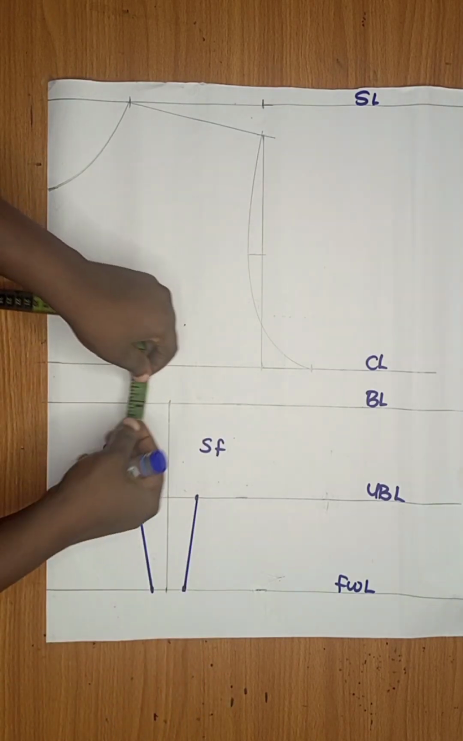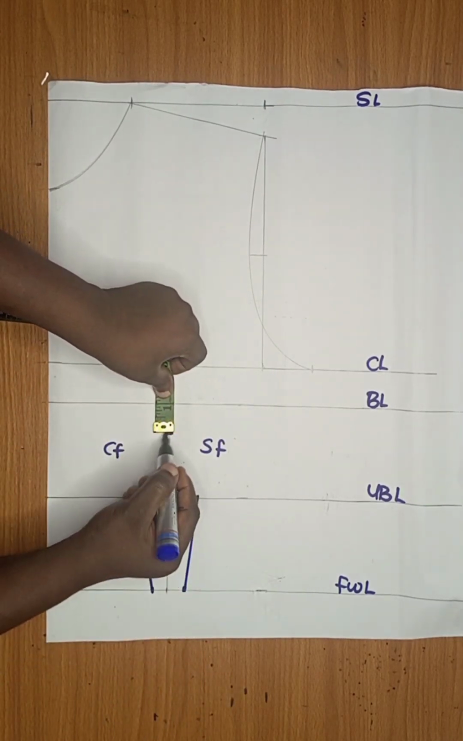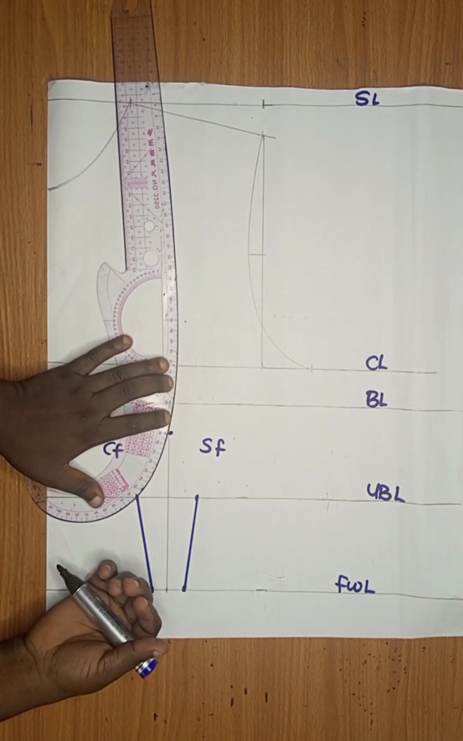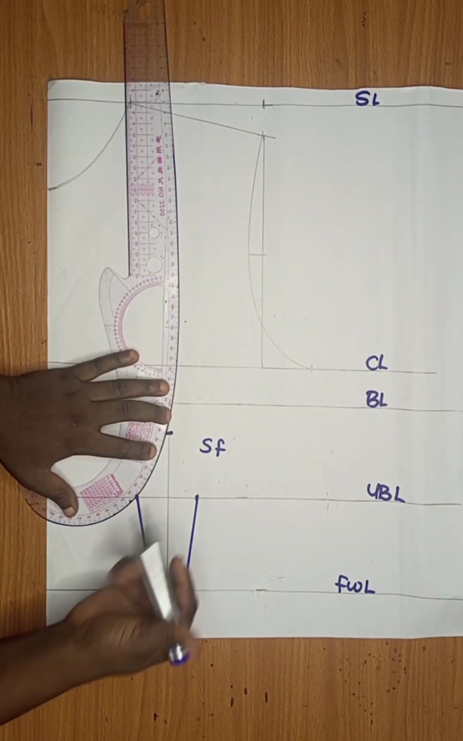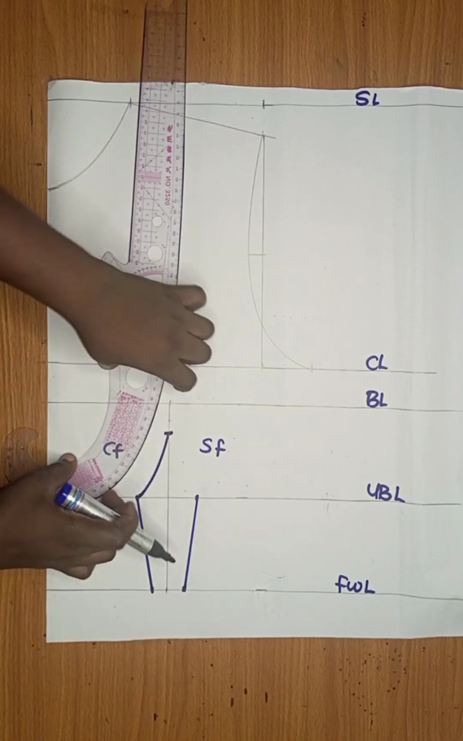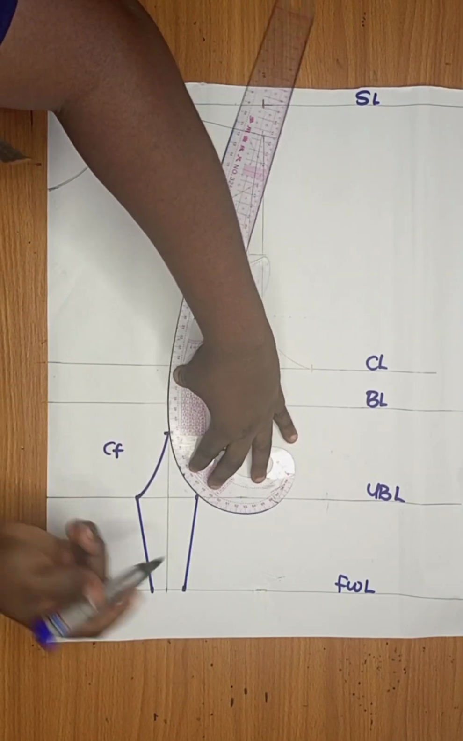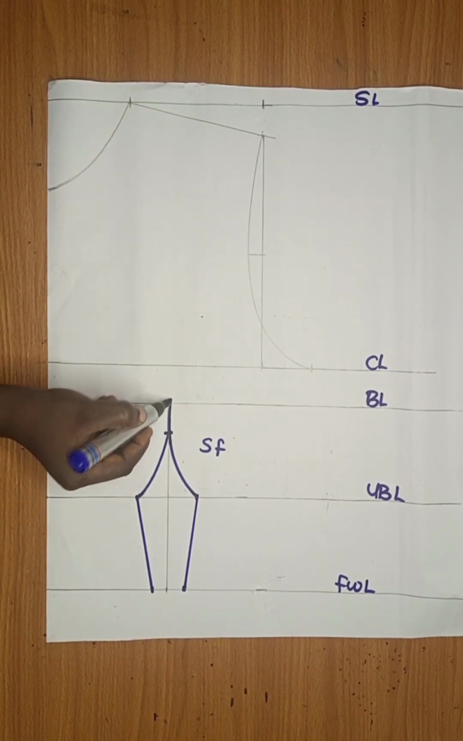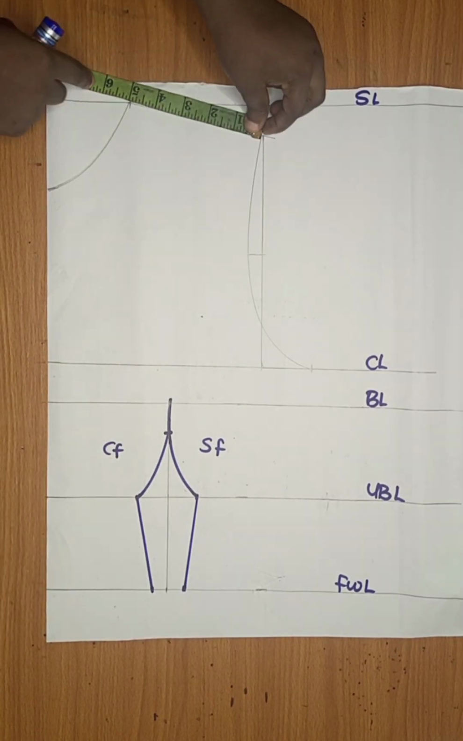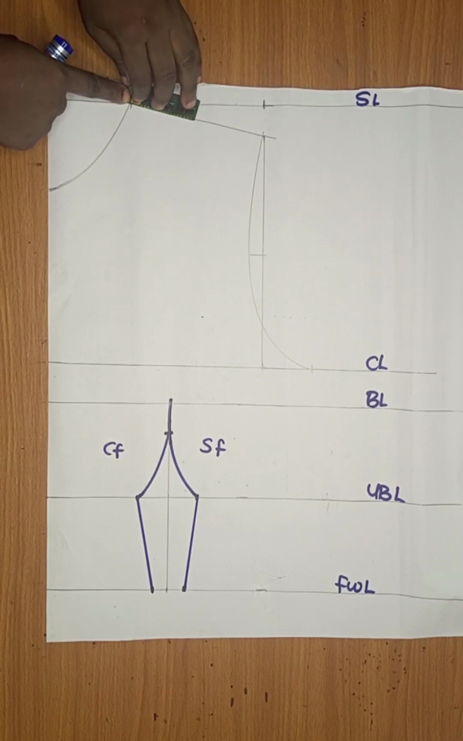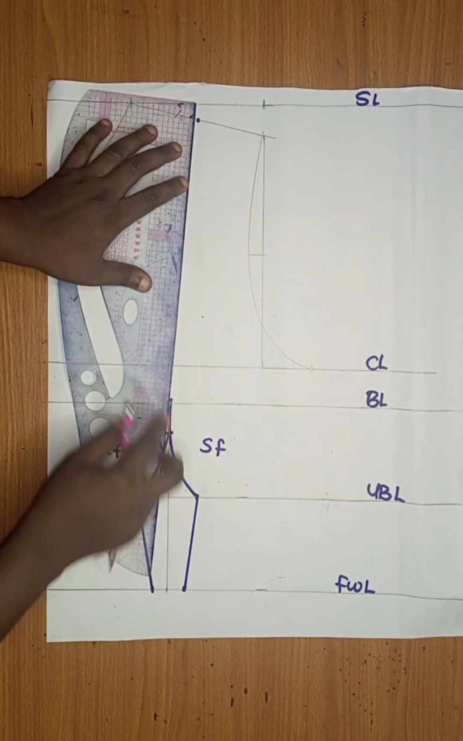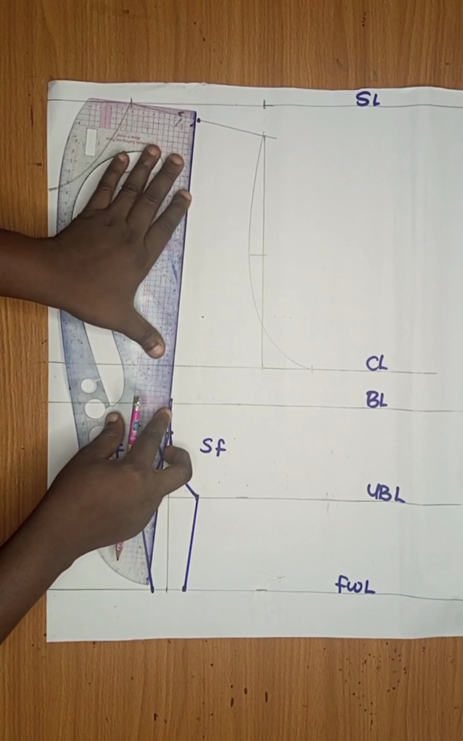So after connecting the points like so, from the bust line here on the dart leg, I will go down by 1 inch and then I will connect it this way to form the cup. And then I'll go ahead to divide what I have on my shoulder line by 2. Now I'll get the midpoint and then I will connect it this way to the dart leg on my bust line.